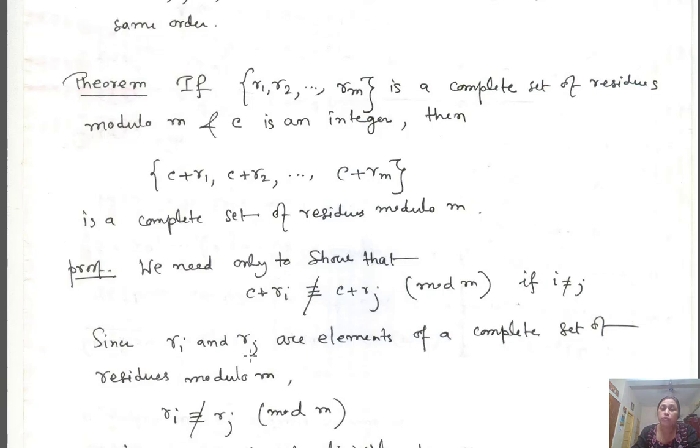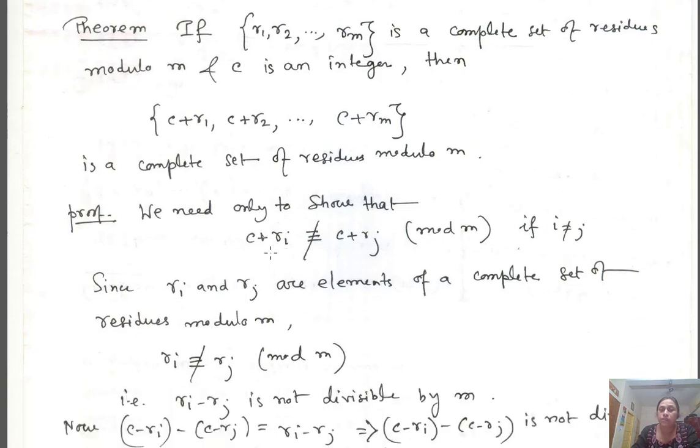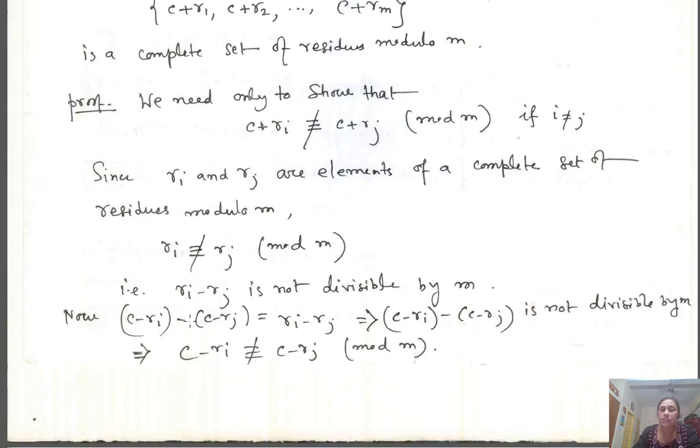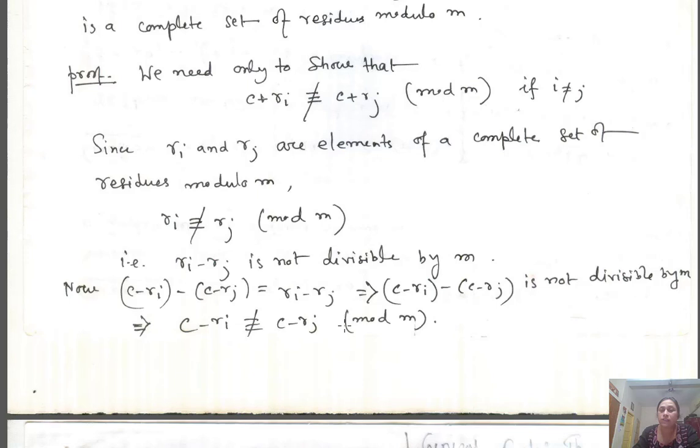Okay, it follows from the fact that Ri, Rj are not congruent modulo M, because this is a given complete set of residues modulo M. Since Ri, Rj are from a complete set of residues modulo M, Ri is not equal to Rj, so M is not a divisor of Ri minus Rj. If you take C plus Ri minus C plus Rj, this is Ri minus Rj. So Ri minus Rj not divisible by M means C minus Ri minus C minus Rj is not divisible by M. That means C minus Ri is not congruent to C minus Rj modulo M.